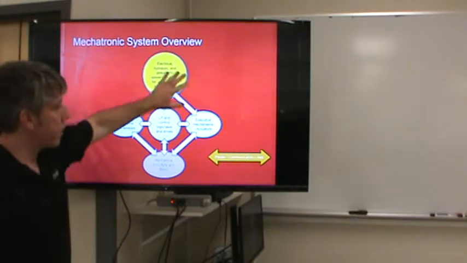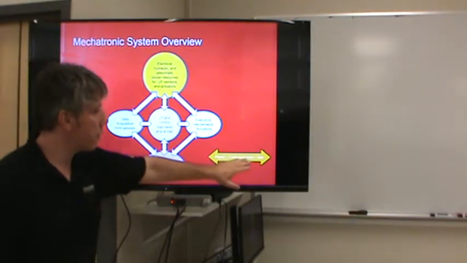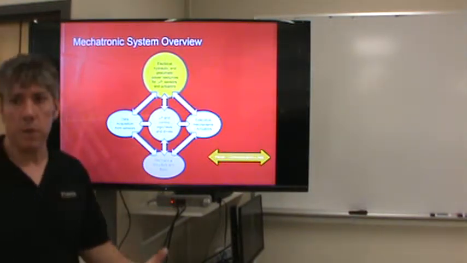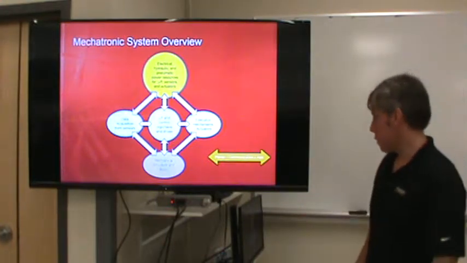Now, that's not all there is to most mechatronic systems. There can also be, of course, you've got to get power into it, but there's also communication lines, so it can communicate with the outside world. So these are the common elements of a mechatronic system.